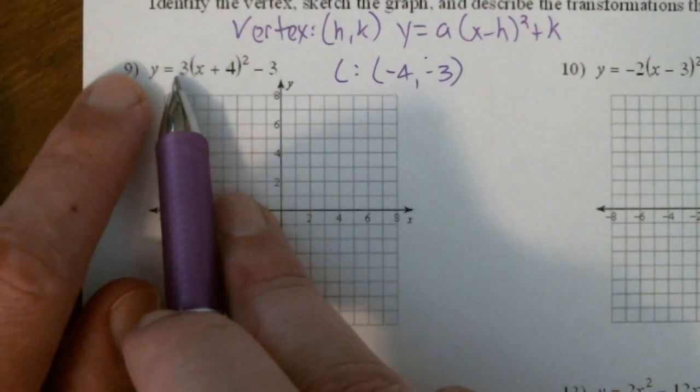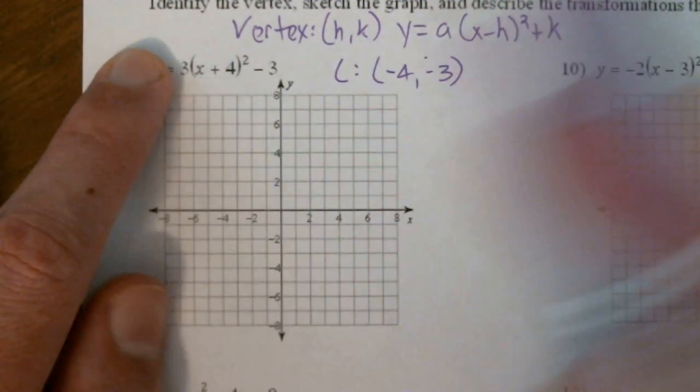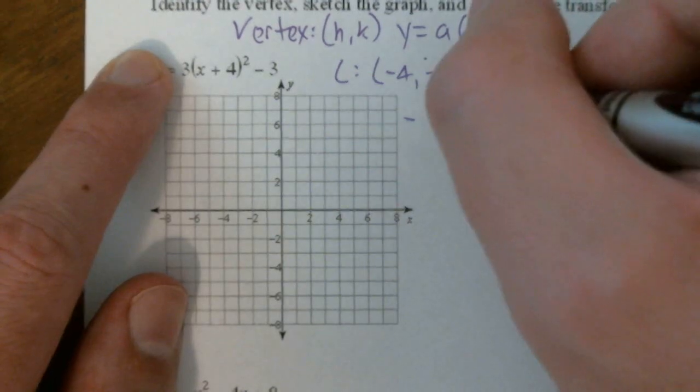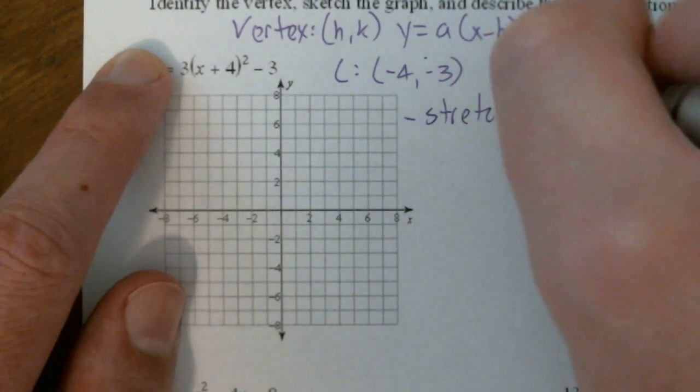Okay, so do I have a reflection? No, I don't. Do I have an a value? Yes, I do. So my first transformation is a stretch because that absolute value is greater than 1.